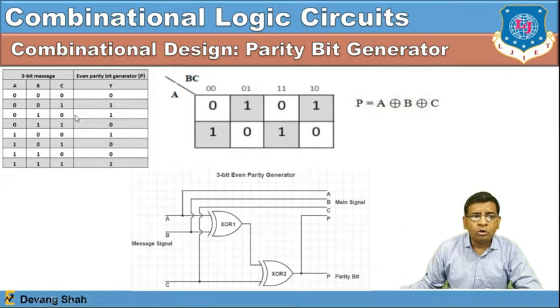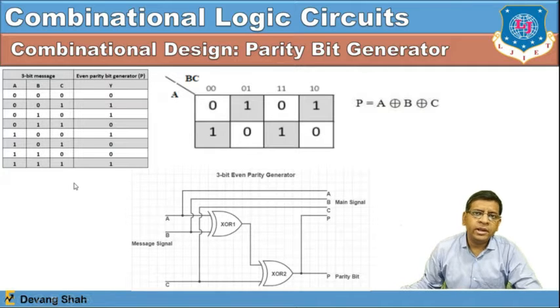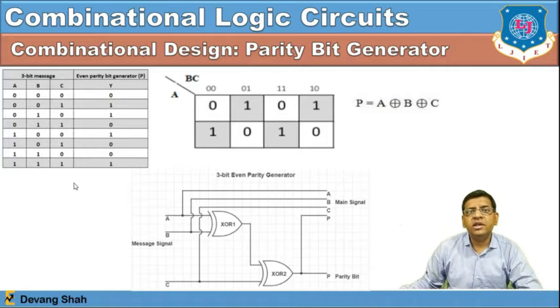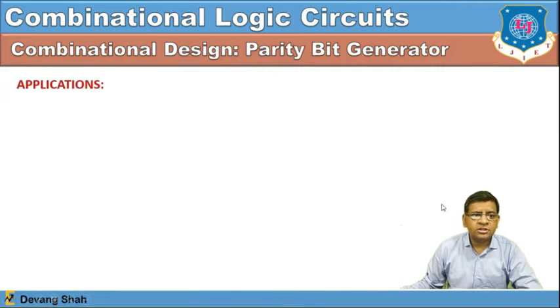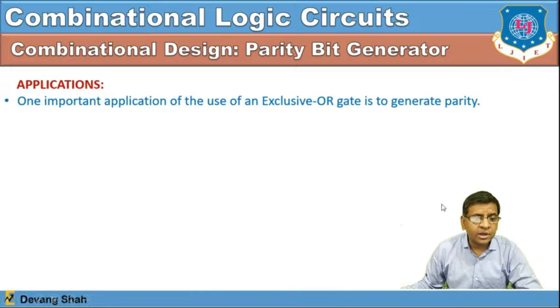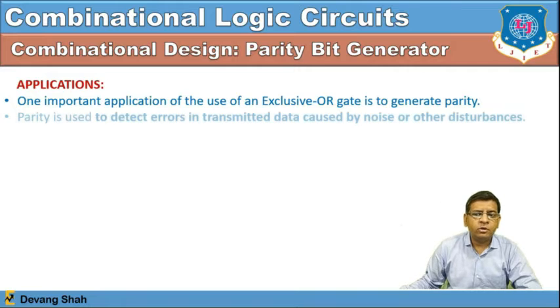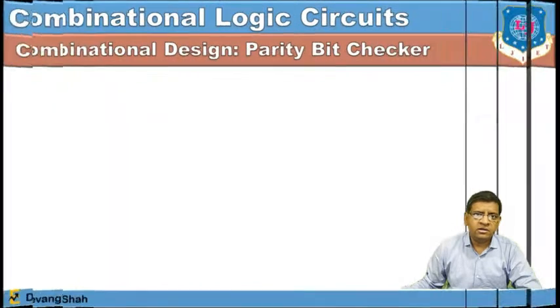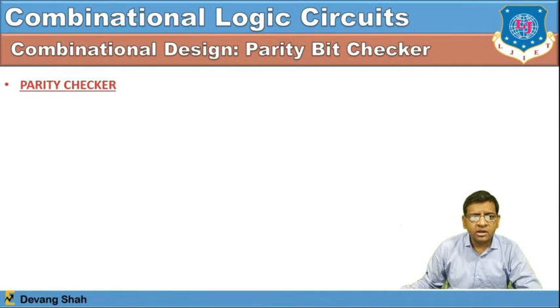So after all those sequences ABC, if the number of ones is odd, I have to add one more one in the sequence, so it becomes the even parity generator, right? So from that you can have a complete design for this generator, and that is one important application of the exclusive OR, to generate a parity. Parity is used to detect errors in transmitted data caused by noise or any other disturbances. So this is used in communication systems.